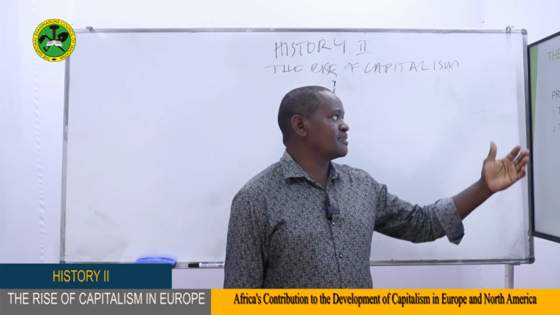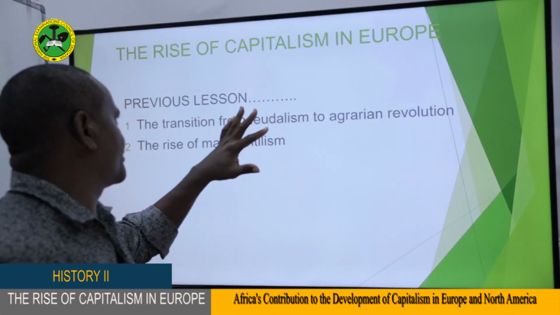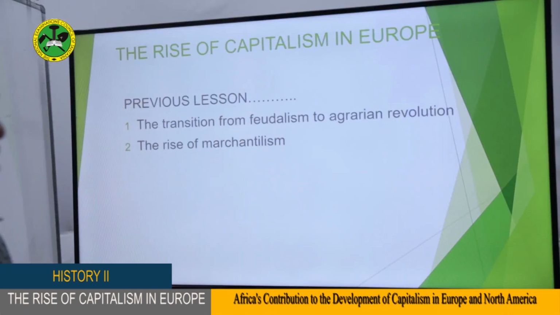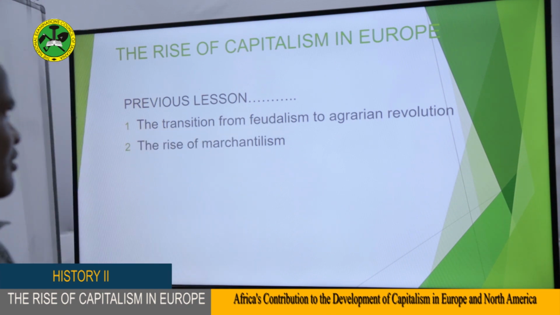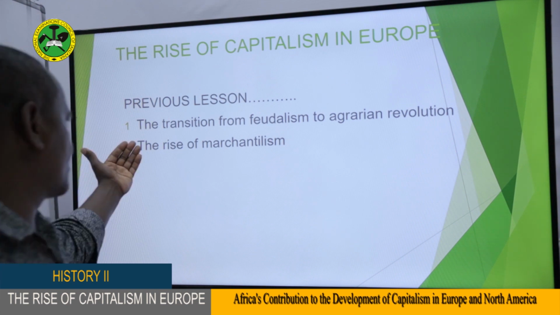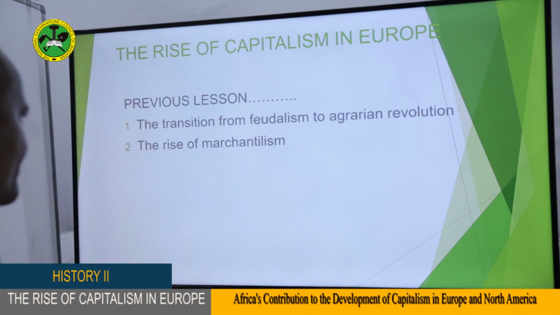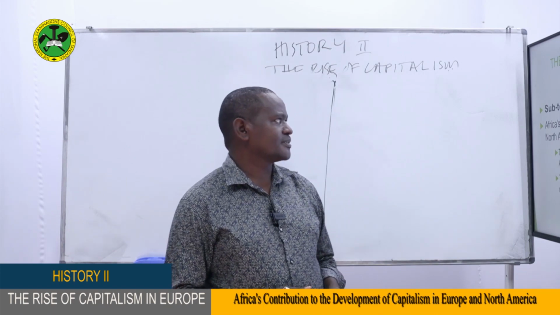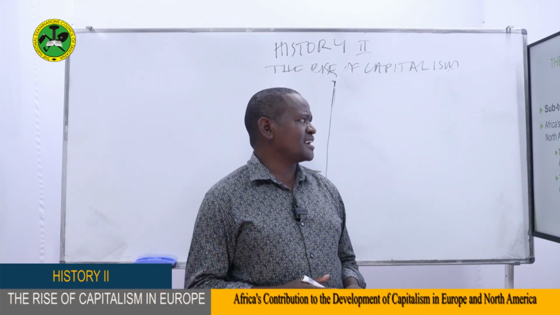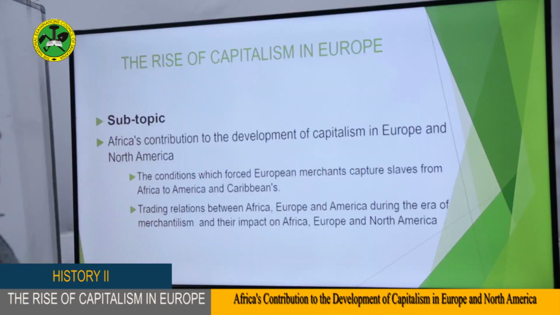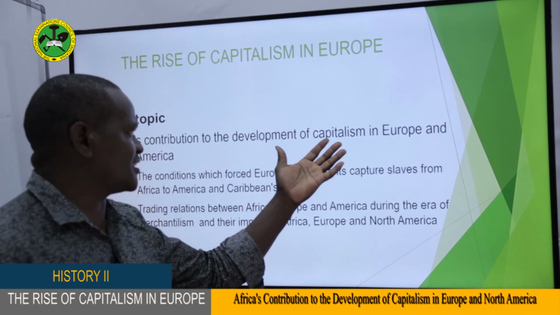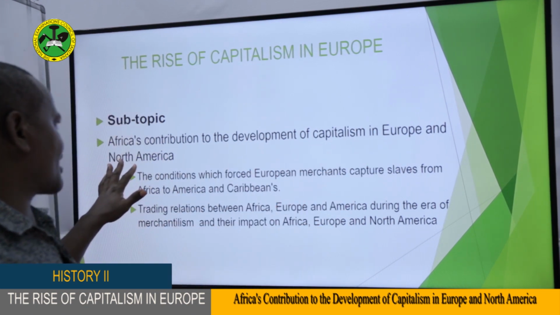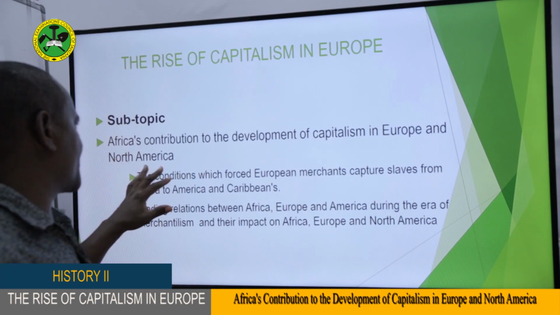And our topic of today, my dear students, is the rise of capitalism in Europe. Our previous lesson was the transition from feudalism to agrarian revolution, and we also looked at the rise of mercantilism. Today we are going to look at the same topic of the rise of capitalism, but concentrate on the subtopic, which is Africa's contribution to the development of capitalism in Europe and North America.